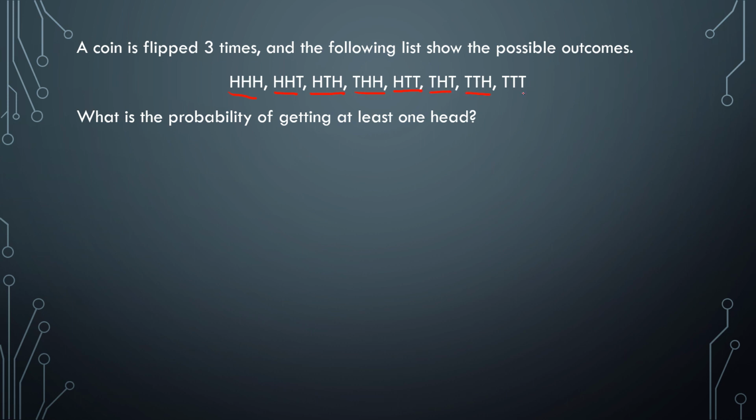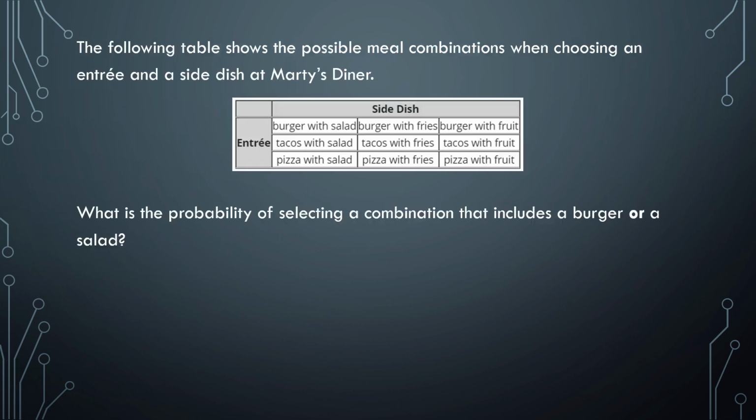Notice how this one on the very end is the only one that does not have at least 1 head option. However, there are 8 total, right? So 8 is going to go on the bottom, and there are 7 that have at least 1 head. So it would be 7 over 8 would be our probability.